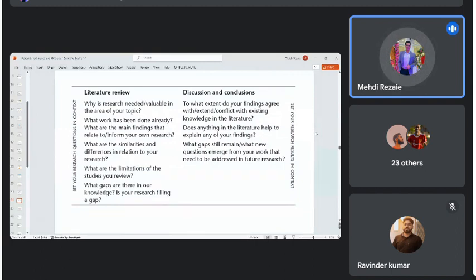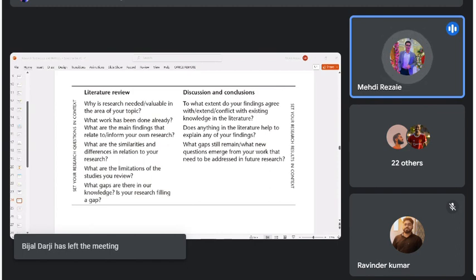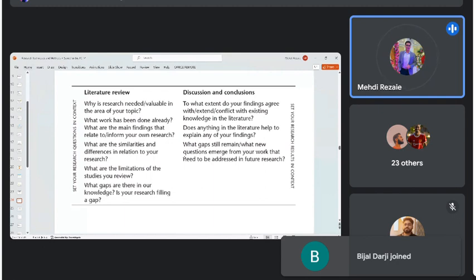Now, discussion and conclusions, which are also part of your dissertation, is where you discuss to what extent your findings agree with, or conflict with, existing knowledge in the literature. Okay, so like Alok asked a question. I'm not sure, I may be wrong, Alok asked the question or Devansha, I don't remember. But yeah, a student asked me that can we add those opinions of people who we are asking the survey questions from. So this can be added in the discussion.